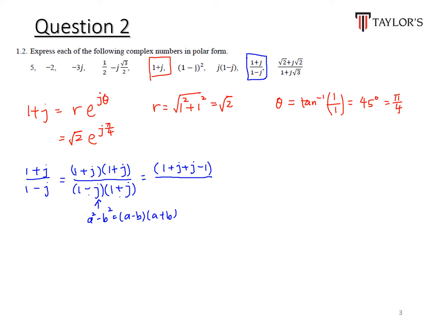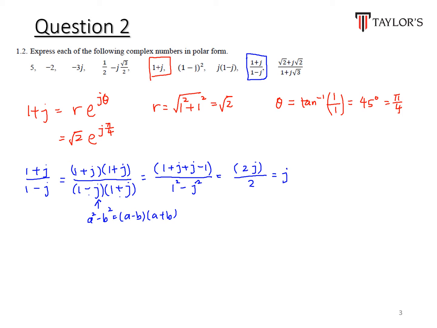So in this case, the bottom one will be just 1 square minus j square. Correct? So the next step will be 1 minus 1, which is 0. j plus j is 2j. So top part will just be 2j. The bottom part, 1 square minus j square, and j square is negative 1, as you know earlier. So this becomes 1 square plus 1. So it becomes 2. So the answer is just j.